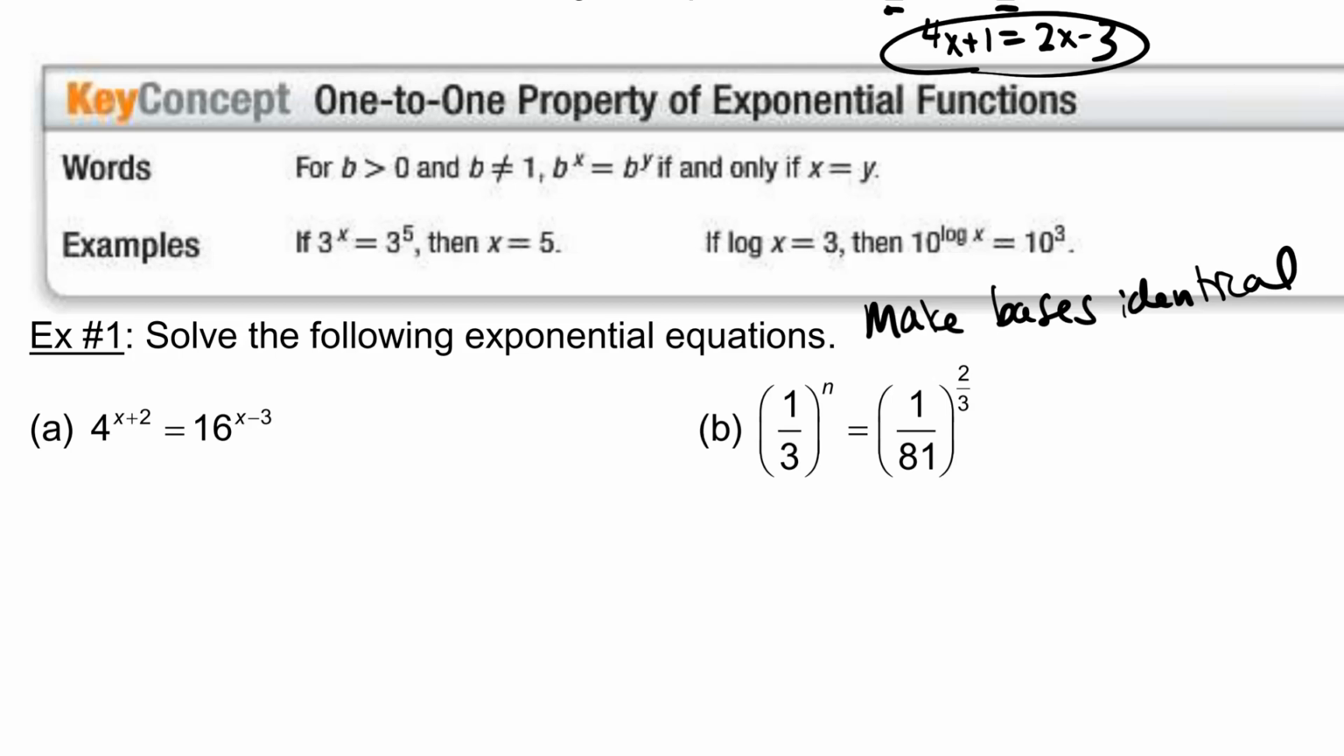So if I have 3 to the x equals 3 to the 5th, then since the bases are equal, the exponents must be equal, and x has to equal 5. If log of x equals 3, I can raise each side to the power of 10. And then 10 to the log base 10 of x just gives x equals 10 to the 3.